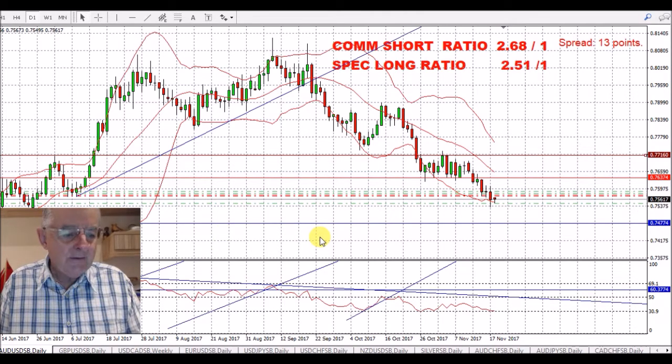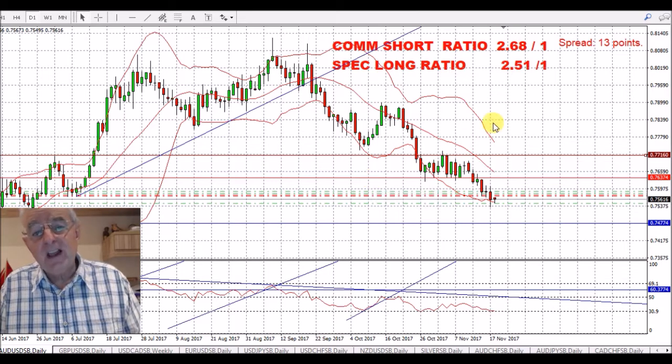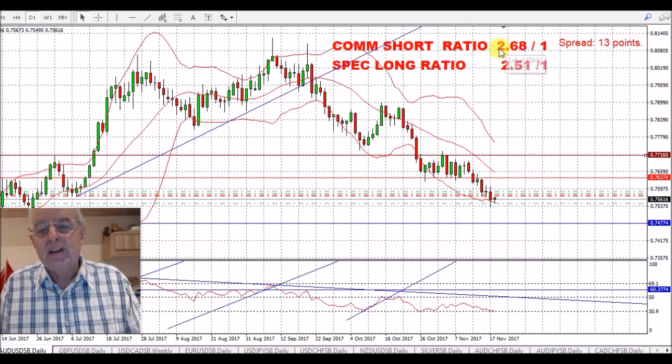It's Monday the 20th of November, and it's just after 8 o'clock, so we've got the London Open, and we'll start with the AUD USD. We've got a commercial short ratio of 2.68 to 1. So we're short the Australian dollar.